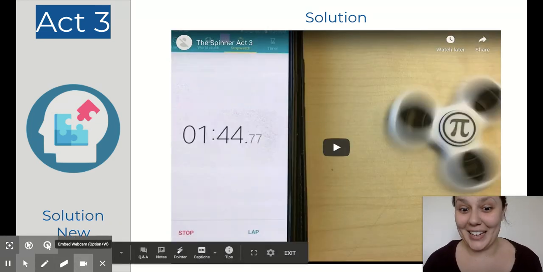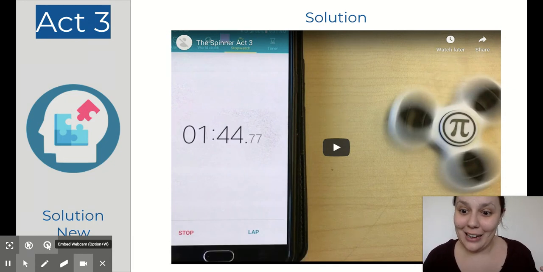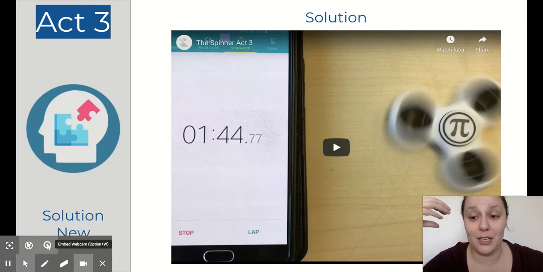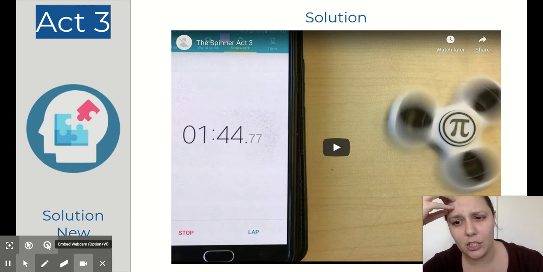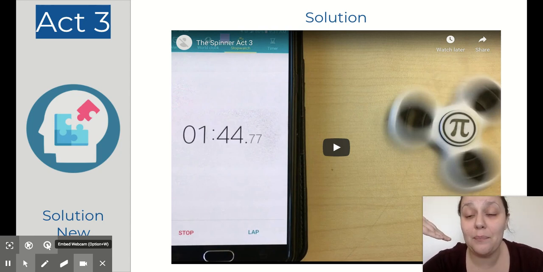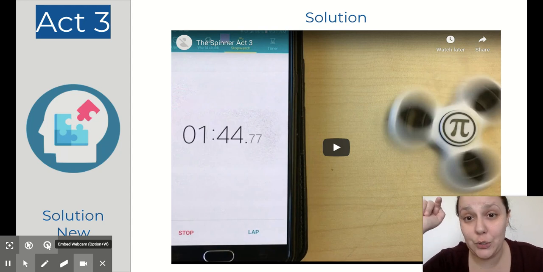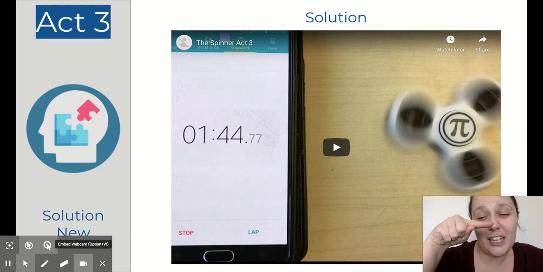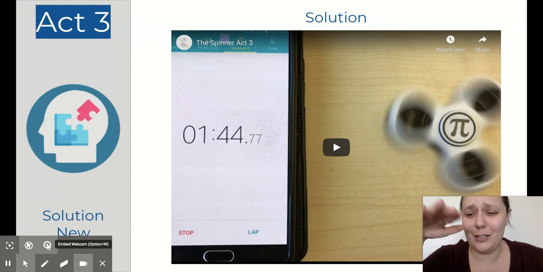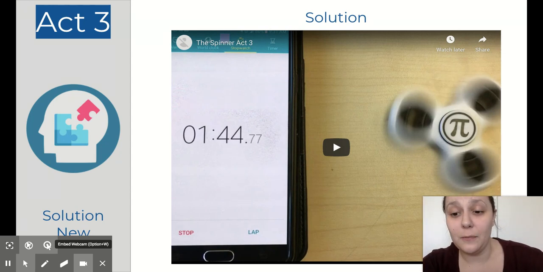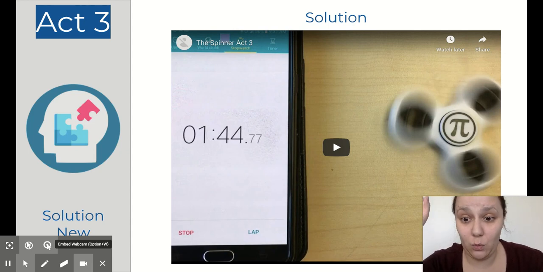All right, are you ready for Act 3 to see the solution? To see how long the spinner kept going and going and going? Now remember, you made a prediction. You thought it was going to be a certain amount. You have a calculation. This is what you think it will be based on your math calculations. Now let's find out the true solution and see how long the spinner kept going. Before I show you the video, I want you to know that this video has been fast forwarded, so it's going to look like the spinner's not really spinning, but that's because the video was fast forwarded, so we don't have to watch the whole thing. All right, are you ready?